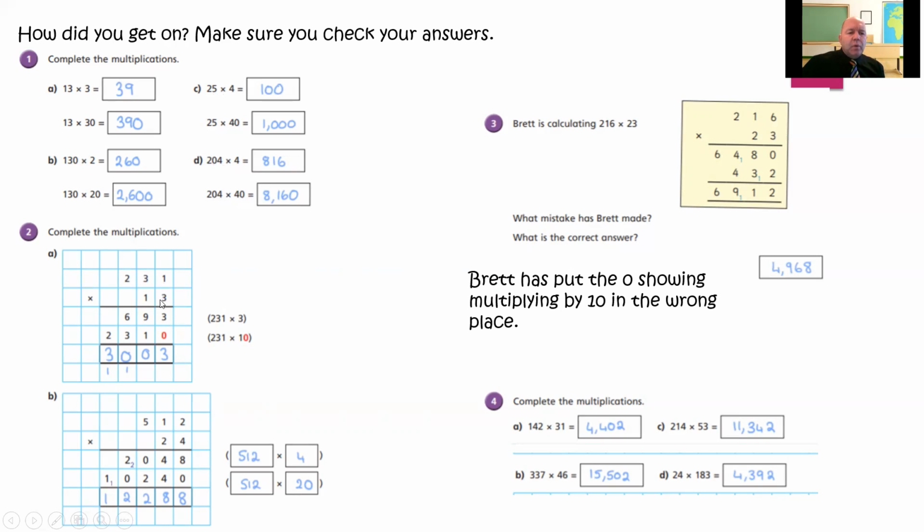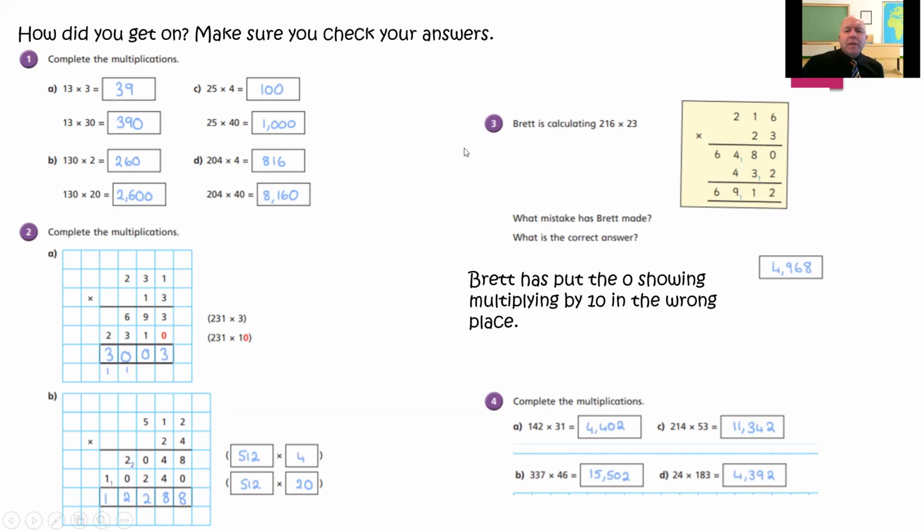Question 2, working through the multiplication. This time, the only thing missing was the addition stage at the bottom. So if we add those through, we get 3,003. 2b, we're missing the addition part and also recognizing the 2 parts of the question. So we've got 512 multiplied by 4 and 512 multiplied by 20. That allows us to fill in that box.